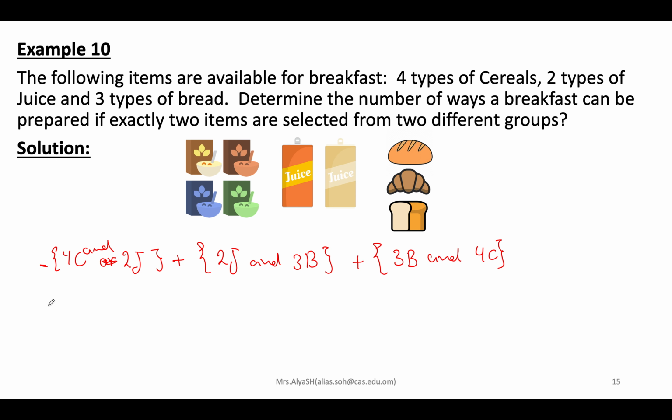So the number of ways I can form a breakfast is equal to 4 times 2 plus 2 times 3 plus 3 times 4. And this is equal to 8 plus 6 plus 12, and all of these are equal to 26 ways.